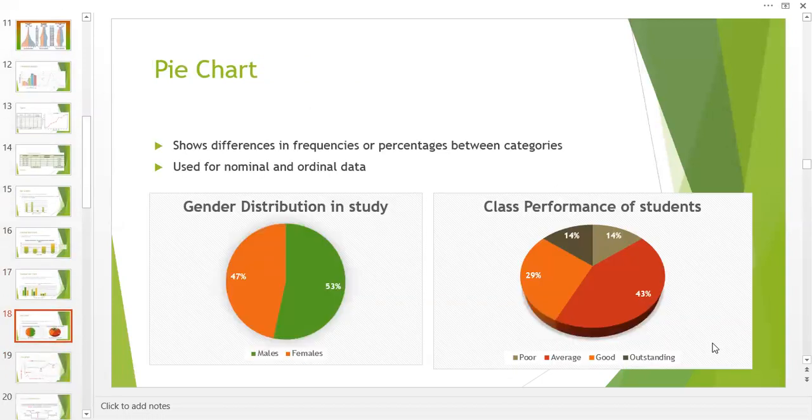Now coming to pie chart. Pie chart is also used for the qualitative data. It shows differences in frequencies or percentages between the categories. Qualitative data is further divided into nominal and ordinal data. It can be used for both the nominal data and ordinal data. This is a chart of gender distribution in a study, which is nominal data, and class performance of students. This is an ordered category, so this can also be shown in the pie chart.